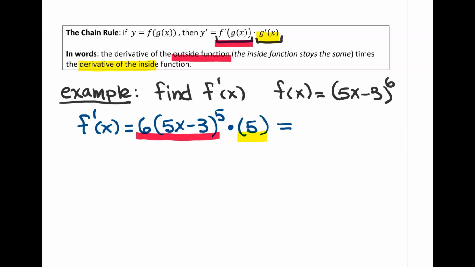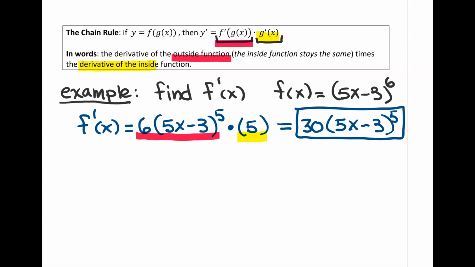Now we can go one more step on simplifying our answer here. The 6 and the 5, these two monomials can be put together, so we can make that a 30. And then we have times 5x minus 3 to the 5th. So this is my derivative of the function. That's an example of the chain rule. You'll probably feel better if we do another example, so let's try another one.